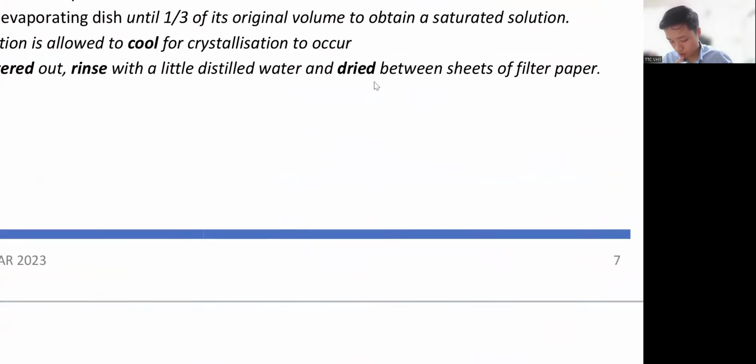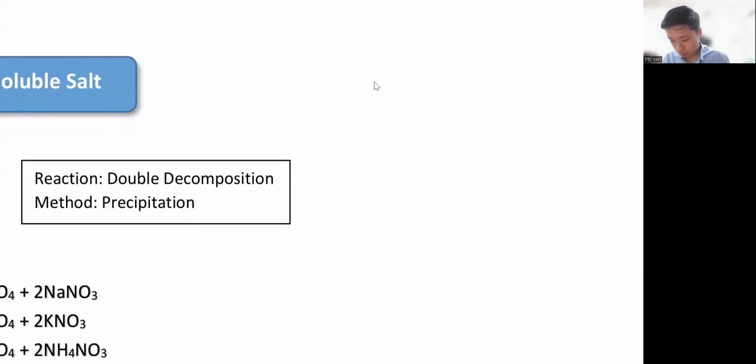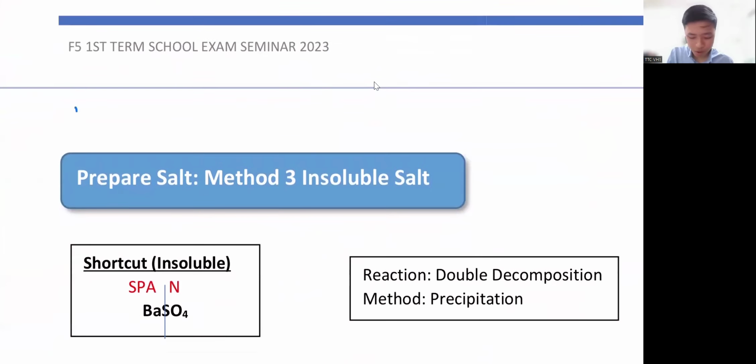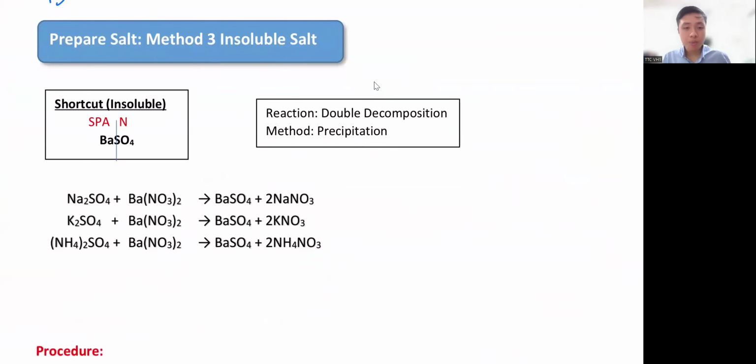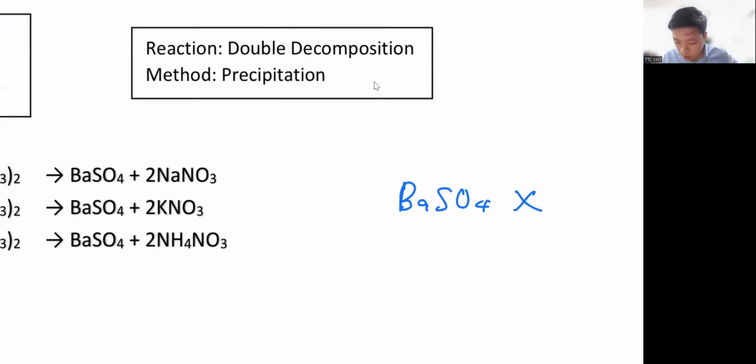Page 8. For example, BaSO4. Ask yourself, soluble or insoluble? It's insoluble. Sulfates are all soluble except Pb, Ba, Ca. Remember? So BaSO4 is insoluble.